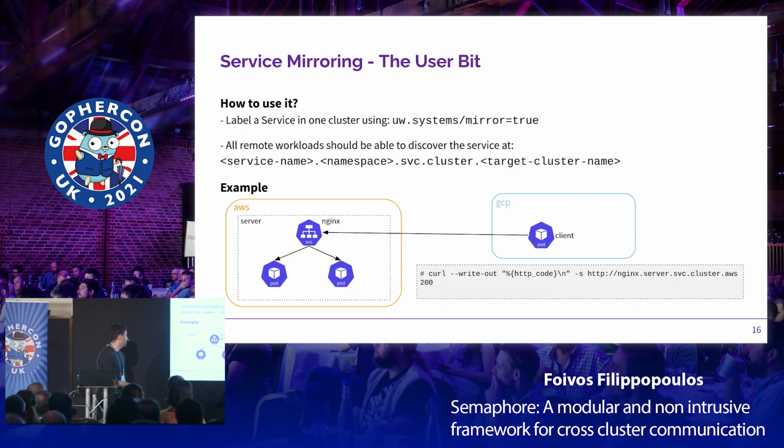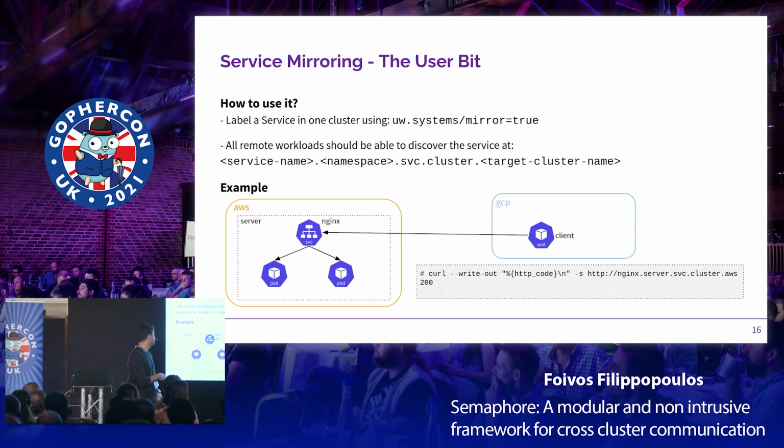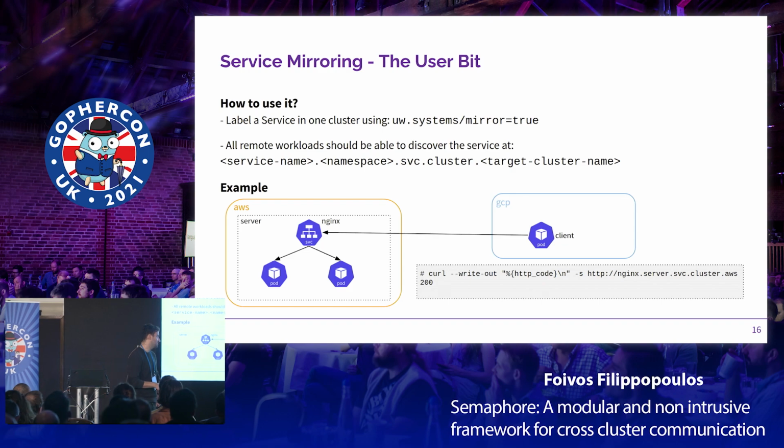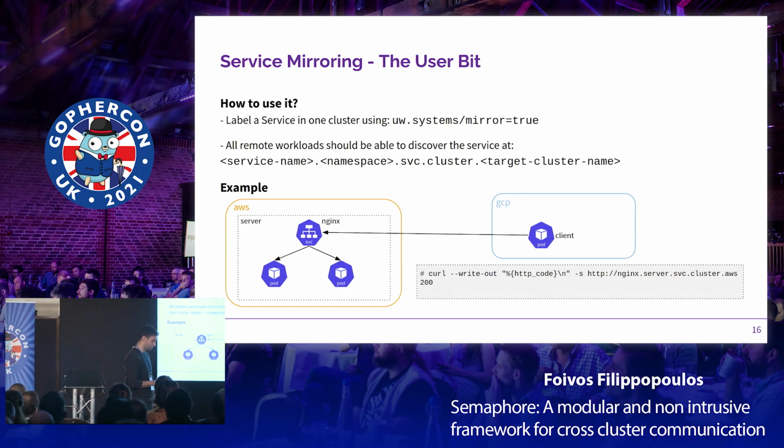Ideally, we want this to be addressed in a similar manner to the way we address local services. So a local service in Kubernetes is under the domain cluster.local. Ideally, we want it to follow a pattern like that: service-name.namespace.svc.cluster-our-target-cluster. So in the example we're using, for the GCP client to be able to talk to our Nginx service, all it has to do is go to nginx.server.svc.cluster.aws.